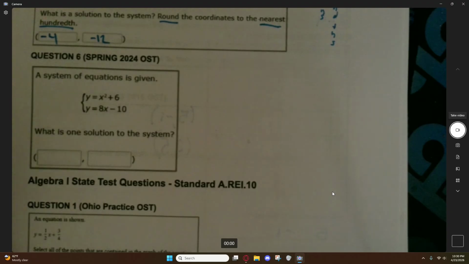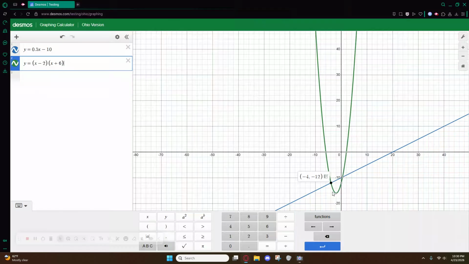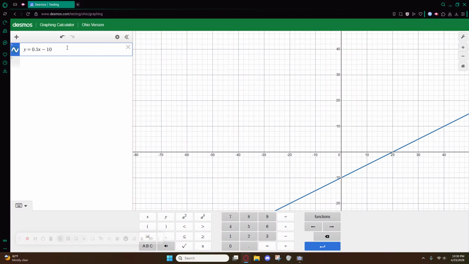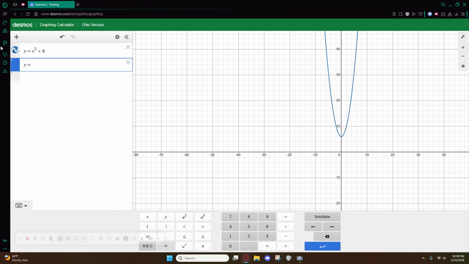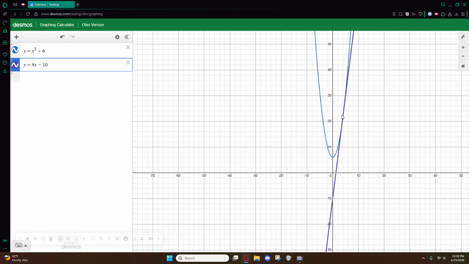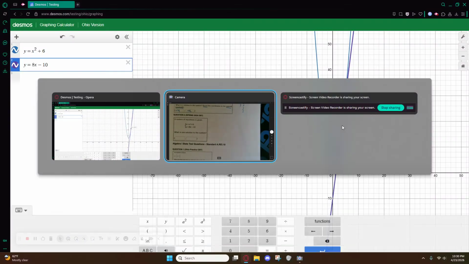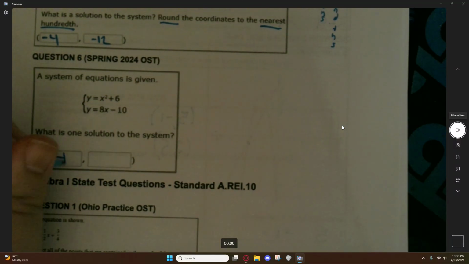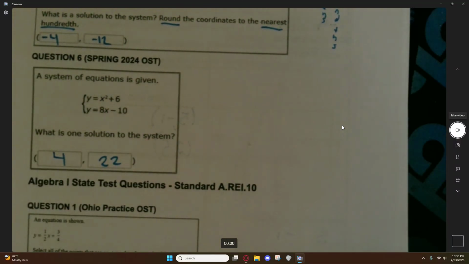All right. Question 6. A system of equations is given. What is one solution to the system? If you've been watching these videos, you've heard me do this about 20 times by this point. But one more for the road. Y equals x squared plus 6. Y equals 8x minus 10. Look for the point they intersect. Bam. 4, 22. Done.